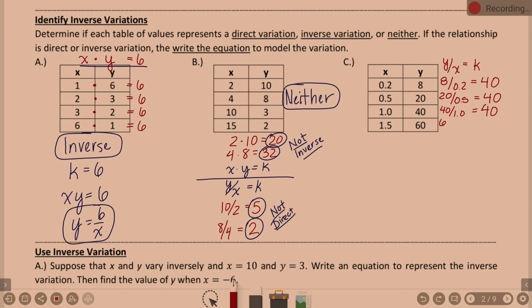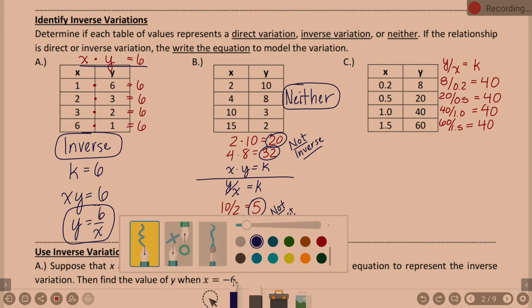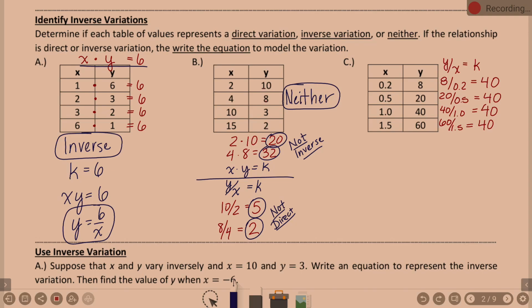And 60 divided by 1.5? 40. Yeah, 40. Okay. Now, with that in mind, which form does this fit? Direct. Okay, if you go back up top and look, y divided by x equals k is a representation of direct. What is my k value? 40. We found k to be 40.